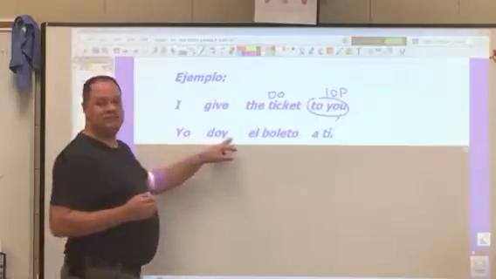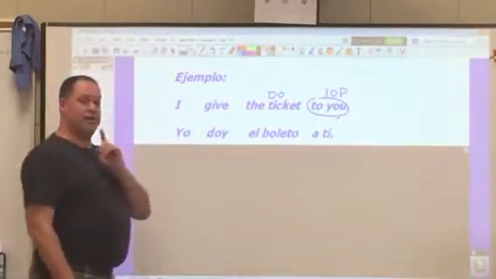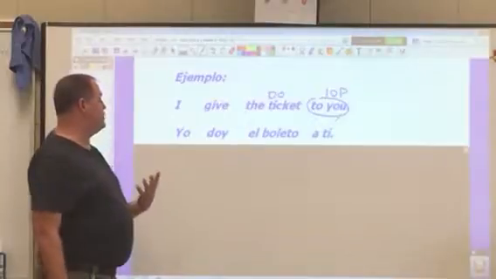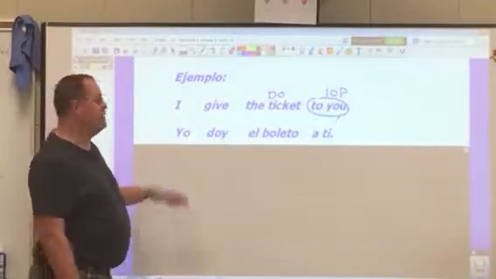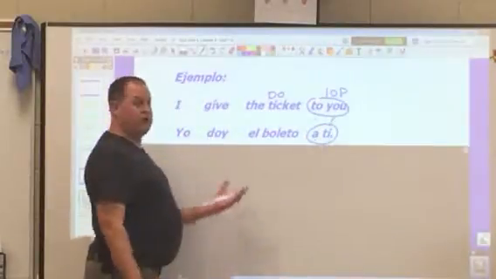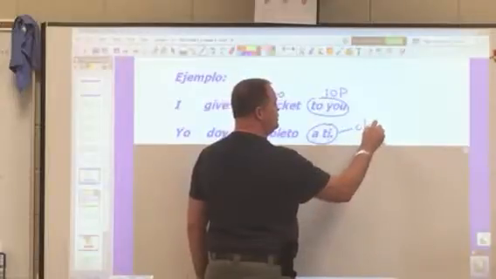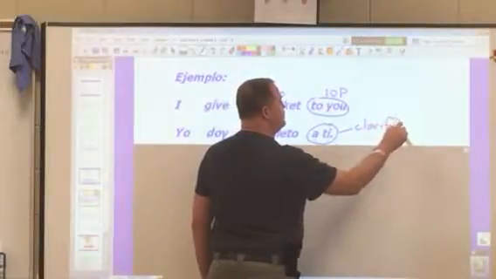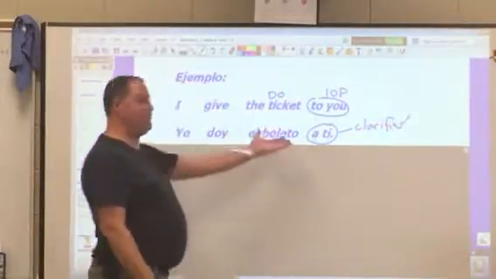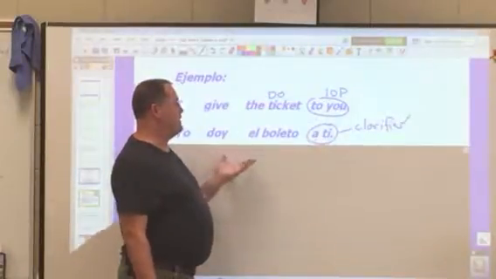So when you look at this sentence, it sounds like it's all correct. But according to Spanish grammar, there's actually something missing. If you remember when we did the gustar, we had the "a ti." You remember this? We actually called those the clarifiers, if you will, right? This is kind of like a clarifier right here. That's telling us who I'm giving the ticket to, right?